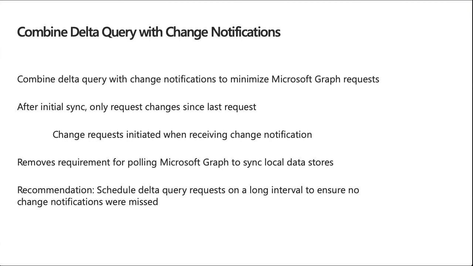To ensure no changes are missed, it is recommended to schedule at least one long interval Delta Query request and not rely entirely on the subscription notifications to request changes from the Microsoft Graph. This will address all change data that can be processed by the application in case a change notification happened to be missed.